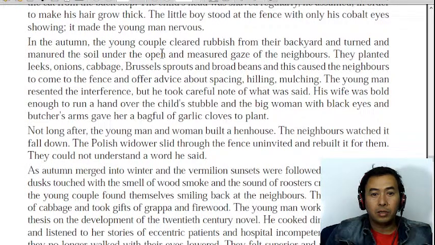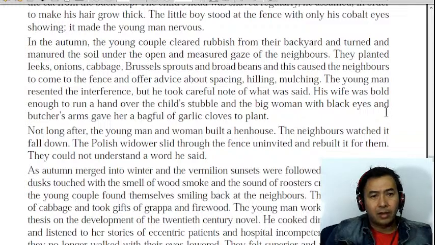In the autumn, the young couple cleared rubbish from the backyard and turned and manured the soil under the open and measured gaze of the neighbors. They planted leeks, onions, cabbage, Brussels sprouts, and broad beans, and this caused the neighbors to come to the fence and offer advice about spacing, hilling, mulching. The young man resented the interference, but he took careful note of what was said. His wife was bold enough to run a hand over the child's stubble, and the big woman with black eyes and butcher's arms gave her a bag full of garlic cloves to plant.